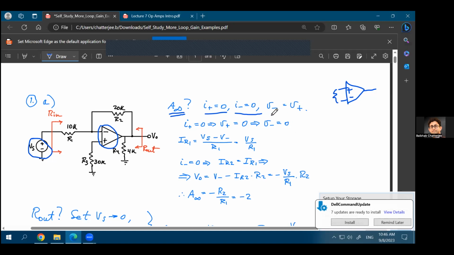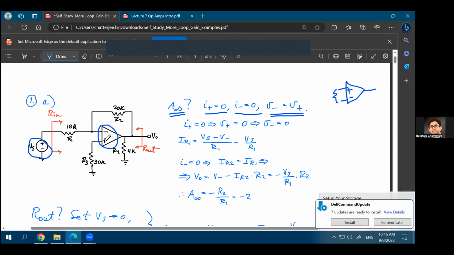Which is another way of saying that because of the infinite impedance between the two, and because there is no current between the two terminals, the voltage at the two terminals will also be equal. And that's basically saying that you have your virtual input, or in some cases it's also called virtual ground.